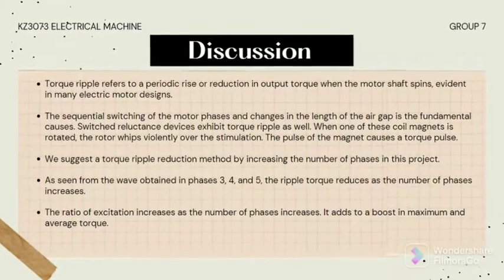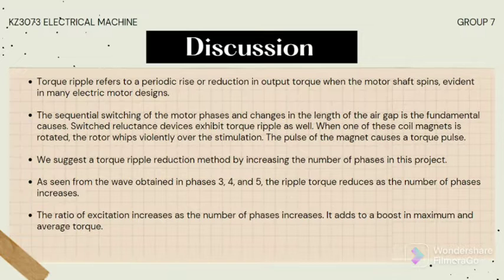So for the discussion, first, torque ripple refers to a periodic rise or reduction in output torque when the motor shaft spins, evident in many electric motor designs. The sequential switching of the motor phases and changes in the length of the air gap mean the switch reluctance device exhibits torque ripple as well. When one of these coil magnets is rotated, the rotor whips violently over the simulation. The pulse of the magnet causes a torque pulse.